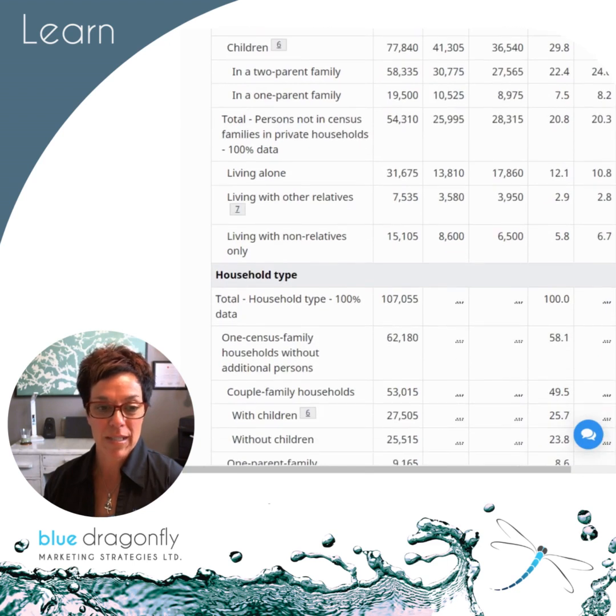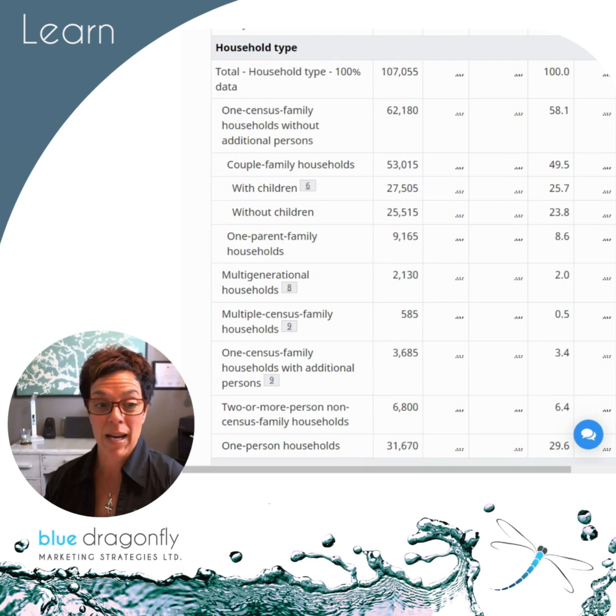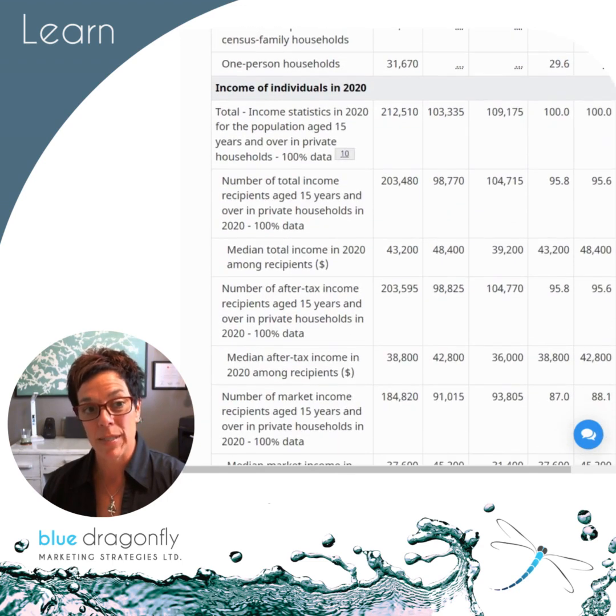I'm just going to scroll down. There's a lot of information in here. You can look to see if there's couple family households with and without children. So let's say that you have a product or service that is really geared towards parents. Well, you can look to see parents who are living as a couple with children. There's 27,000 in the city of Saskatoon. Could be interesting information. It all depends on who your market is and what your product or service is, so that you can understand what's the potential.